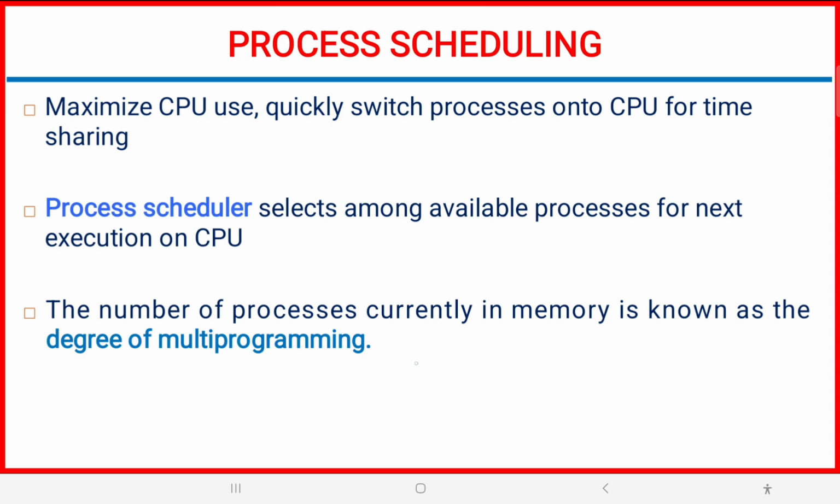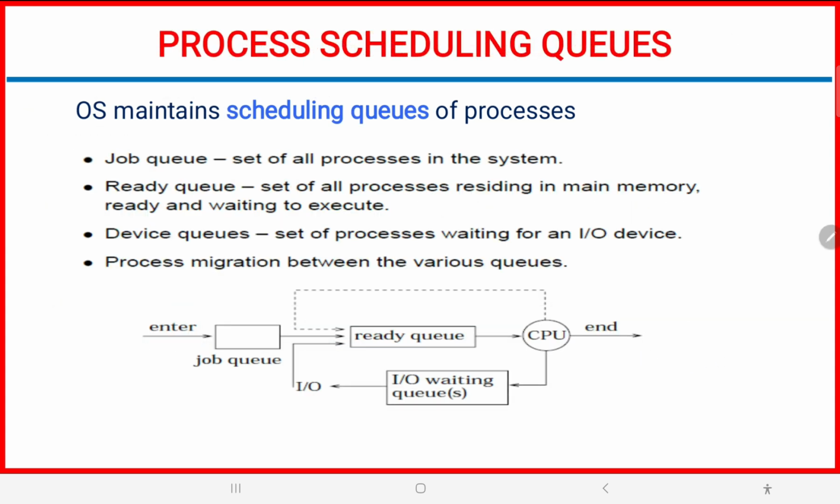In case the number of processes available in the main memory is more than the number of free cores available, some processes will have to wait until a CPU core is free to begin their execution. The number of processes currently running in the memory is known as the degree of multiprogramming. Fine, I hope you got the point. So let's have a look at process scheduling queues.